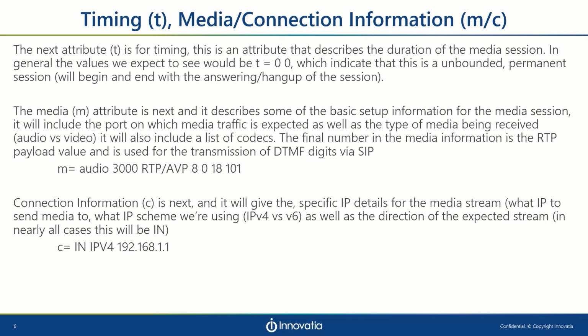The connection attribute itself is going to be made up of a couple of parts. The first part is the direction that the media traffic is expected. In 99% of cases, the direction will be set to IN, as it is in our example here. The next thing the connection information attribute will include is your IP version. In this case, we have IPv4, so that would lead us to believe that we're going to see an IPv4 address. And the very last thing is the actual IP address being utilized by the sender of this SDP.